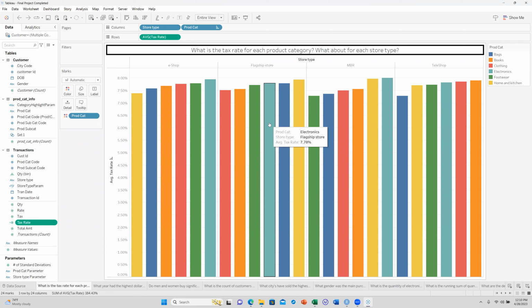One thing that is specific about this graph, and what we can draw a conclusion from, is that the flagship store and the MBR are pretty similar in tax rates, while the eShop store and Teleshop store are also a little similar, though not so similar. Some have similarities and some don't for each store shop. The most important thing is that they all have different tax rates across the board. So, for instance, if you want to buy bags from the eShop, you may look to buy bags from the Teleshop instead because the tax rate is significantly lower.